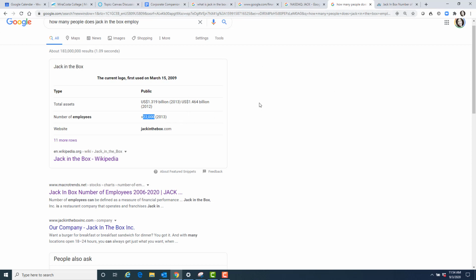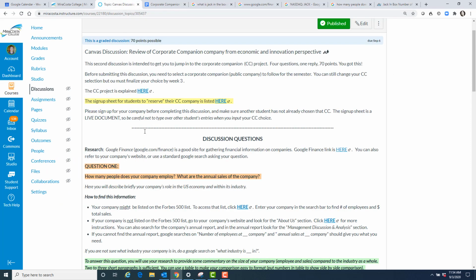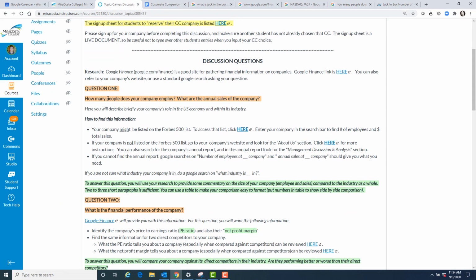All right. Now this is assets where you're thinking, wait, their sales are this many in billion. No, that's their assets, not their sales. So for question one, going back to the discussion, we now have rooted out the first answers. How many people do they employ? And what are the annual sales? Let's move on to question two.